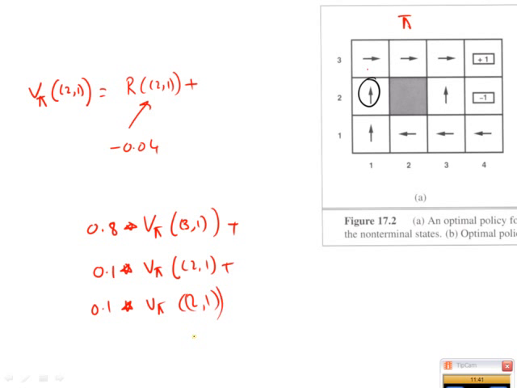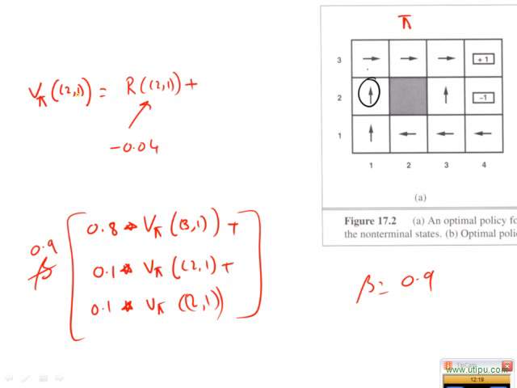Now, of course, this is my expected value times beta. If I'm doing an infinite horizon Markov decision process, I need to have a beta. Let's say beta is 0.9 or something. So this is minus 0.04 plus 0.9 times this whole sum. That's one equation. This particular equation will essentially only be in terms of V pi 2, 1 and V pi 3, 1 because those are the only things that are there.